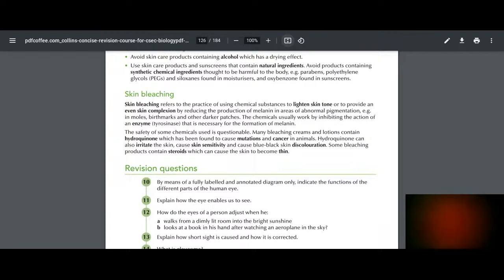So, what is skin bleaching? It's the practice of using chemical substances to lighten skin tone or to provide an even skin complexion by reducing the production of melanin in areas of abnormal pigmentation. Examples: moles, birthmarks, and other dark patches.